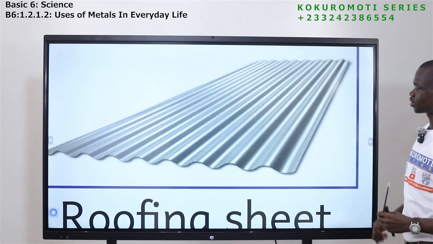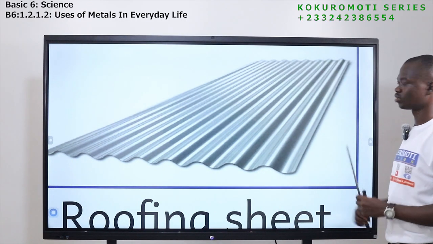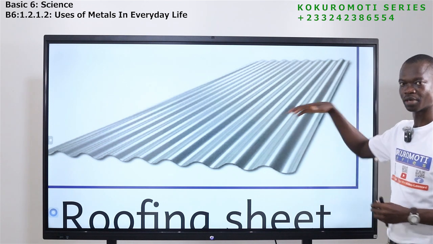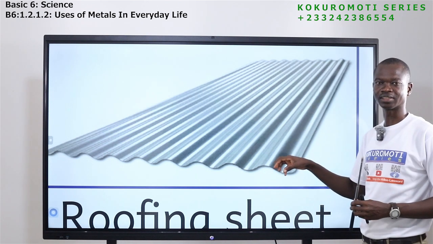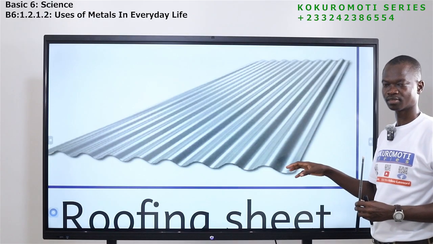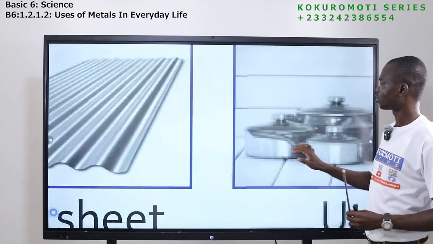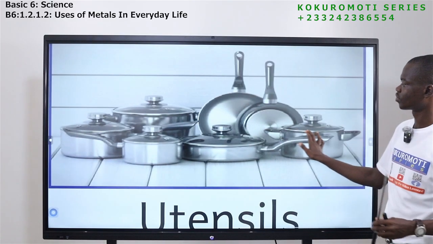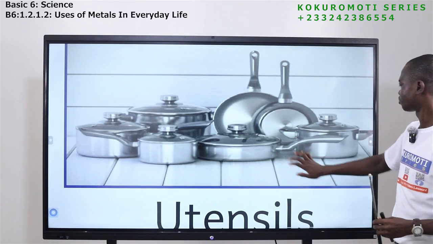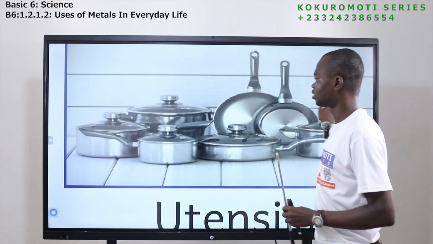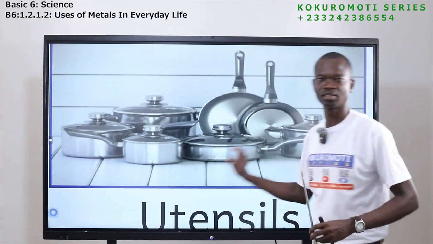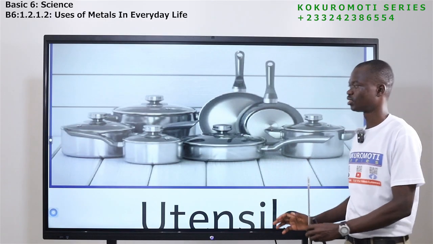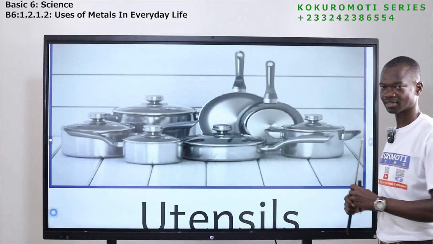And this is roofing sheet. This one is roofing sheet. So the roofing sheet that we have, you see, they are found on top of our building. They are also what? Metals. So roofing sheets. Okay, now let's come to this side. Anytime your mother prepares food, she uses these things for the food preparation, and these are cooking utensils.